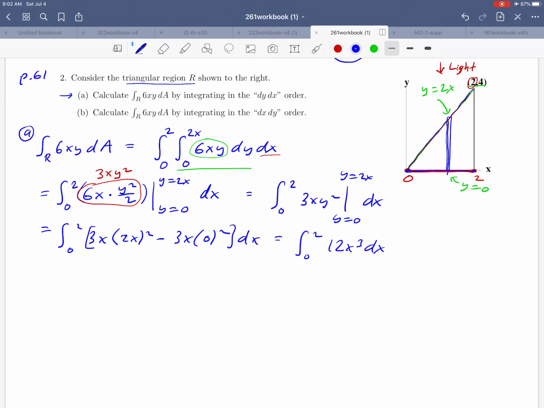And now we're down to just an integral that has x's in it. This is an ordinary Calc 1 integral. So if you take an antiderivative for 12x cubed, you're going to get 12x to the 4th over 4. That's just 3x to the 4th, evaluated between 2 and 0. Okay, and you plug 2 into that, you're going to get 16 times 3 is 48. And there is our answer. That is the value of our integral.